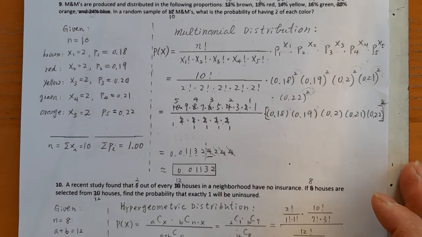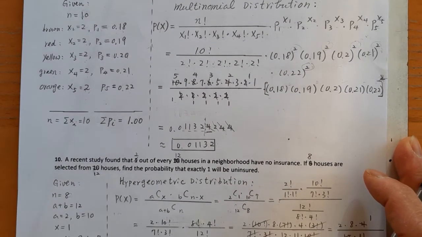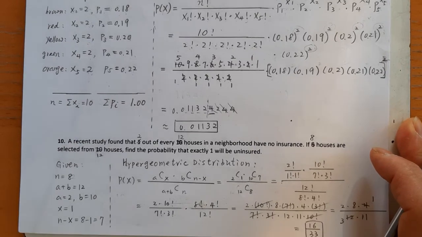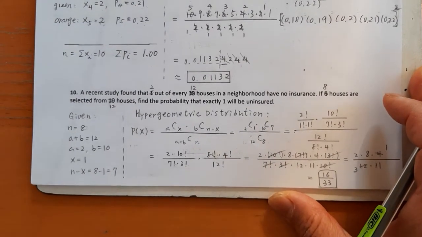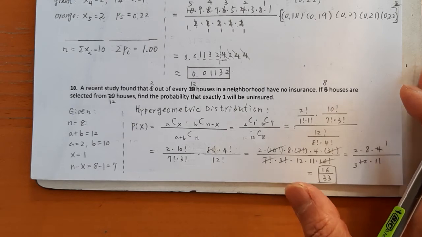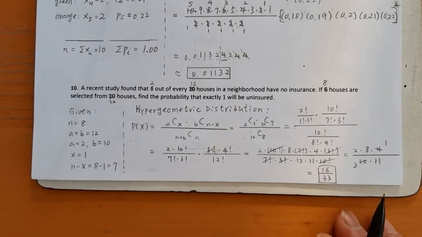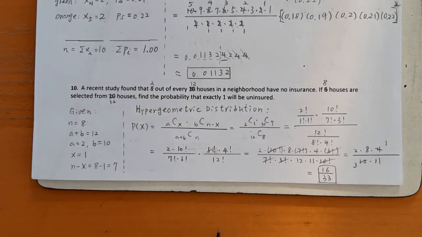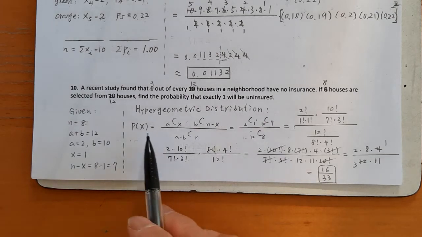So that is a multinomial distribution. And next one, question 10, we call the hypergeometric distribution. For the hypergeometric distribution, we will use this formula.